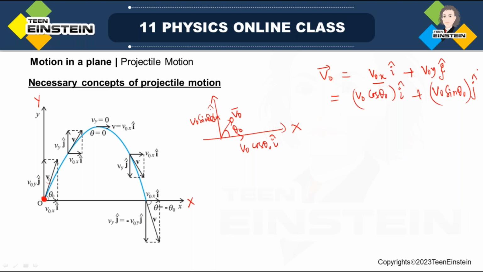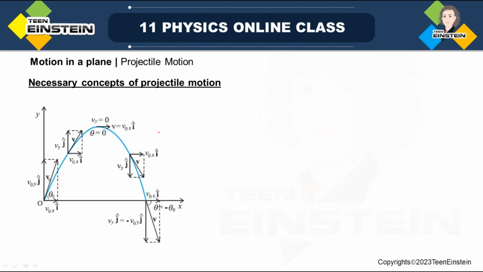So we can see that the projectile has two components of velocity. That means there will be motion in two directions. That's why we are saying this is a special case of two-dimensional motion. And we'll look at a few more important points here.